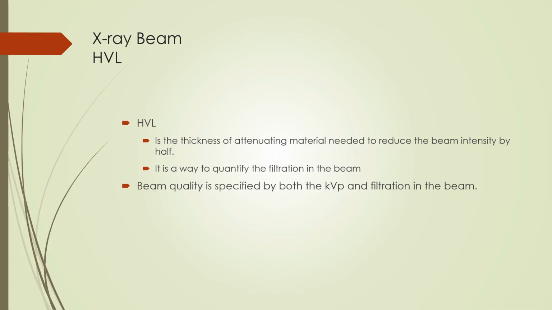We just talked about filtration on the previous slide. Once you have all that filtration in the beam, the question is, what is the beam quality? X-ray beam quality is characterized by the half-value layer. Half-value layer is the thickness of attenuating material needed to reduce the beam intensity by half. Half-value layer is a quantity we can measure, and it depends on the kV and filtration in the X-ray beam. A higher kV and more filtration means a higher half-value layer will be measured. This implies a higher quality beam. High-quality beams are more penetrating and contribute to image formation while reducing patient dose.